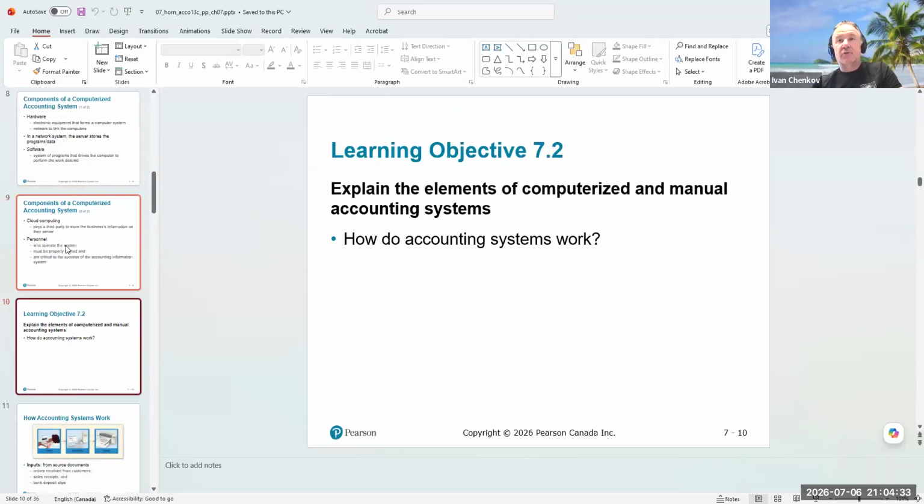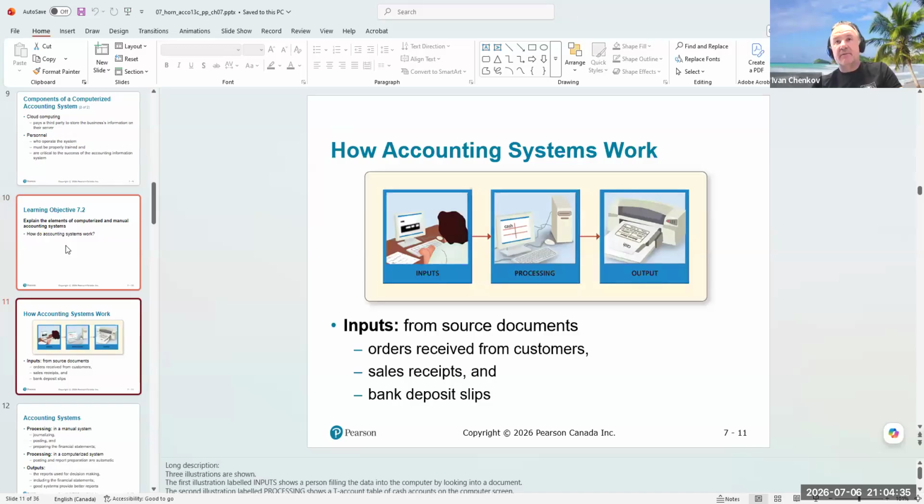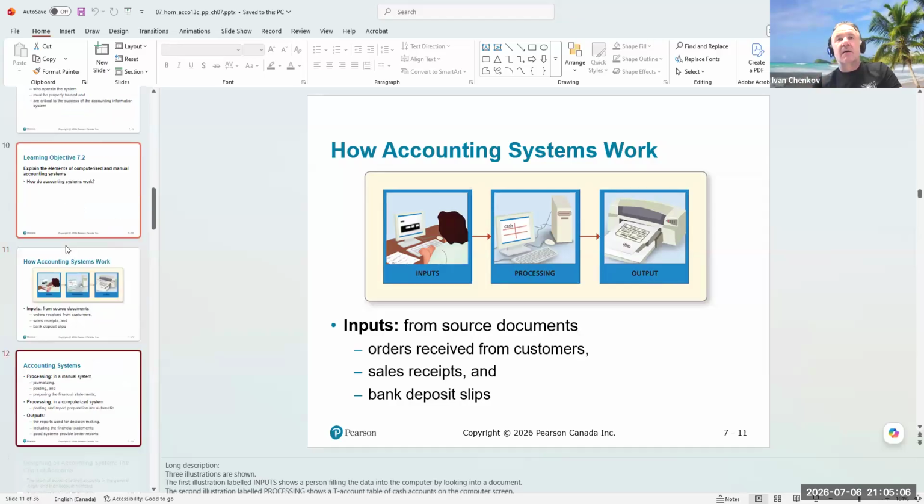How does the accounting system work? First, we're going to have input. Then we're going to have a process which takes the input, analyzes the data, puts it in the right accounts, and then we're going to have output in the form of reports. Input is going to come from the source documents: purchase orders, sales invoices, purchase invoices, bank deposit slips, everything. That information has to go inside the accounting system.